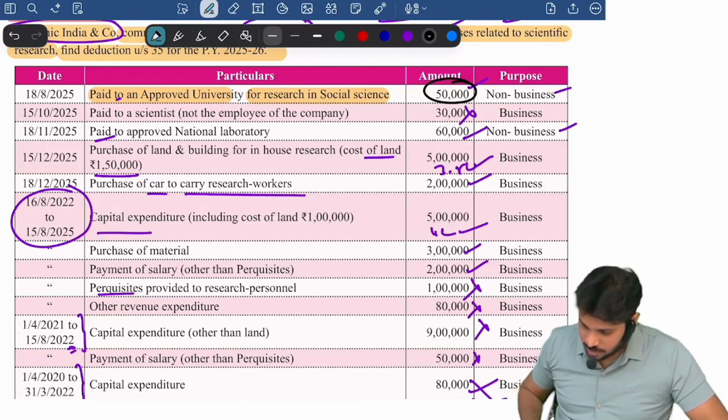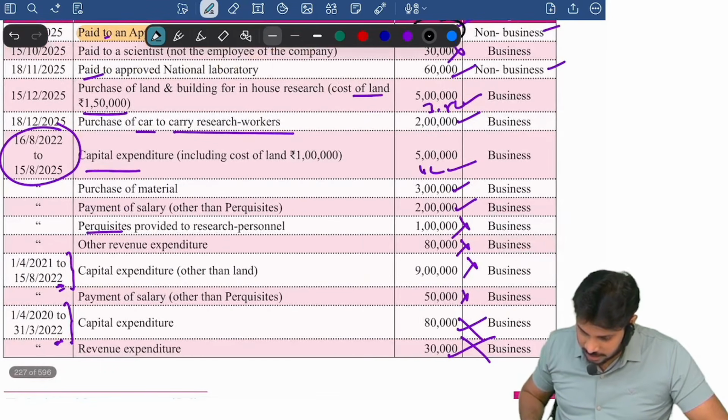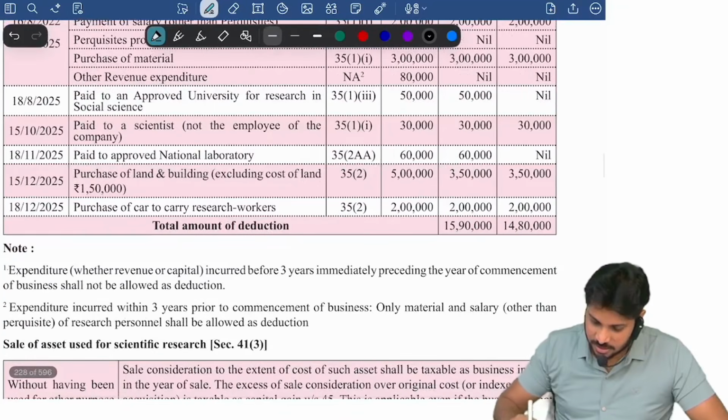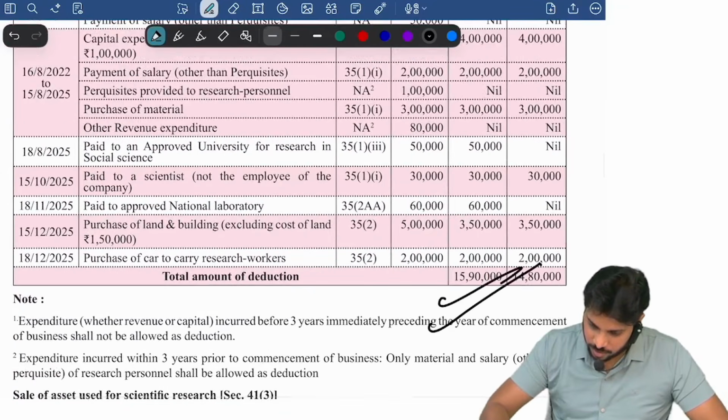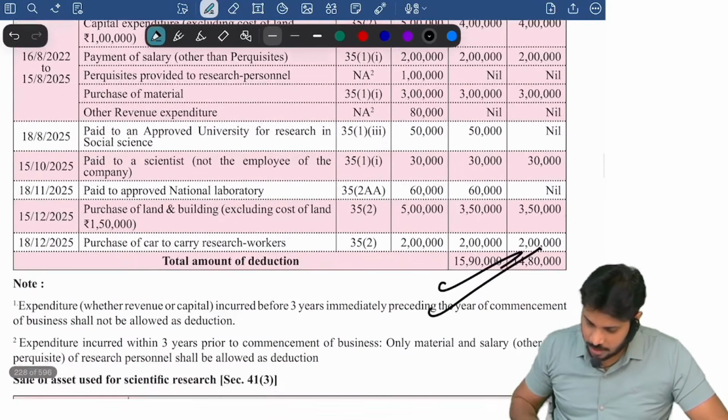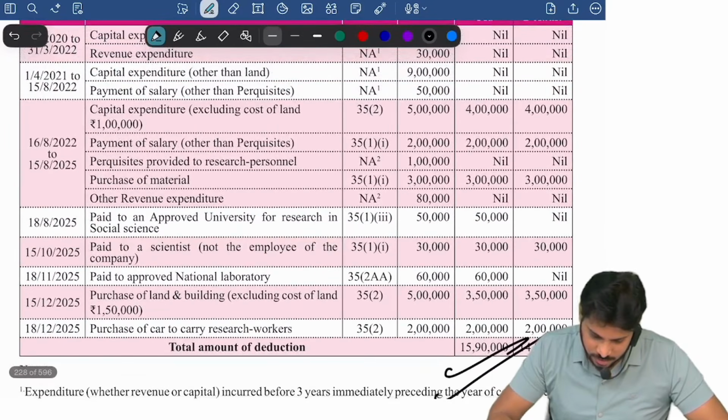50,000 plus 60,000. Am I right? 3.5 lakh plus 2 lakh plus 4 lakh. Am I right? Plus 3 lakh plus 2 lakh. That's it. 15 lakh 60 is the answer. Oh my god, we got 15 lakh 60. They gave 15 lakh 90. Where did it go wrong?